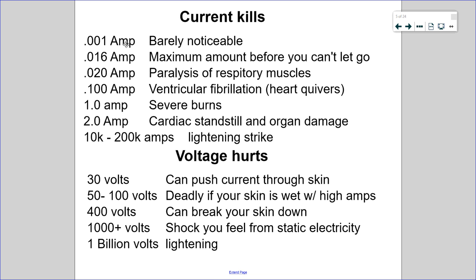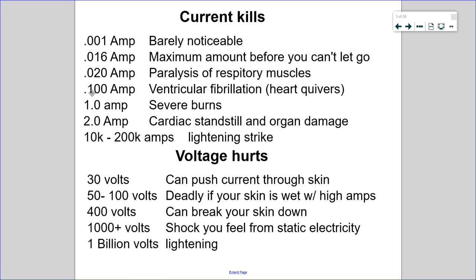So just to calibrate your senses as to what can do damage to you versus what can't: 0.001 amps is not that much. You probably wouldn't even notice it. If your skin was wet, it might conduct a little bit better and you would feel it that way. 0.016 amps is the maximum amount before you can't let go. Once you cross that threshold at about 0.02 amps, that's when your muscles start to seize and you can't let go of something that's shocking you.